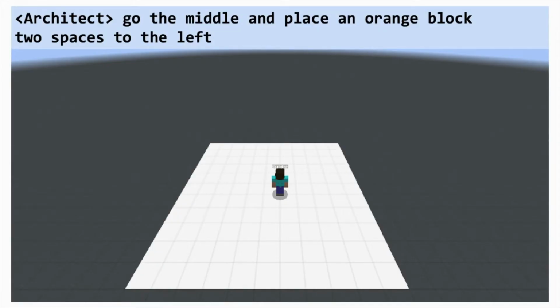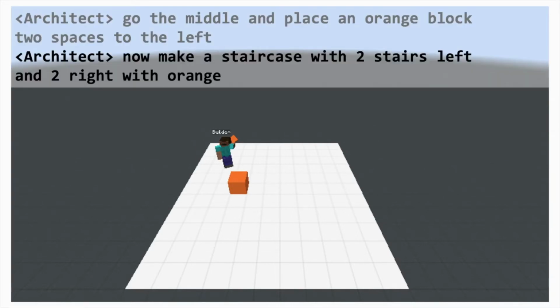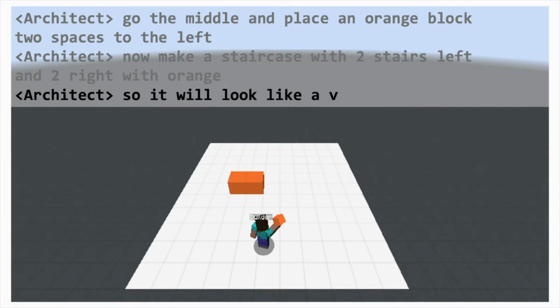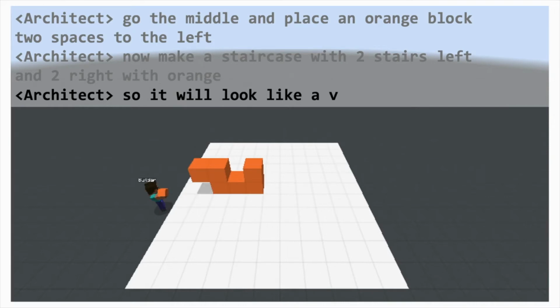The architect gives instructions, and the builder moves and executes them. Some instructions can be quite complex and may not be fully specified. So the architect may provide further details in the next turn. Some instructions require a lot of blocks to be placed. Floating structures can also be built by removing supporting blocks. Generally, humans perform this task with high accuracy.